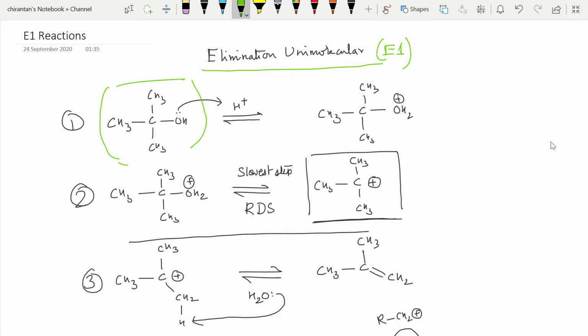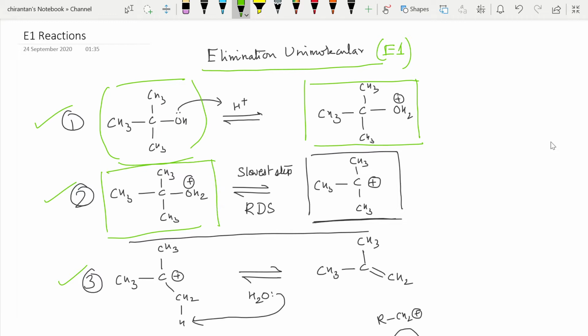So this is the tertiary butyl alcohol, and this reaction happens in three steps. The first step is the protonation of the hydroxide group and the formation of a positively charged ion. In the rate determining step, this positively charged ion will remove one molecule of H2O and form a carbocation. This is the slowest step of the reaction, and hence this is the rate determining step. And as we can see, the name of the reaction is elimination unimolecular, or E1.